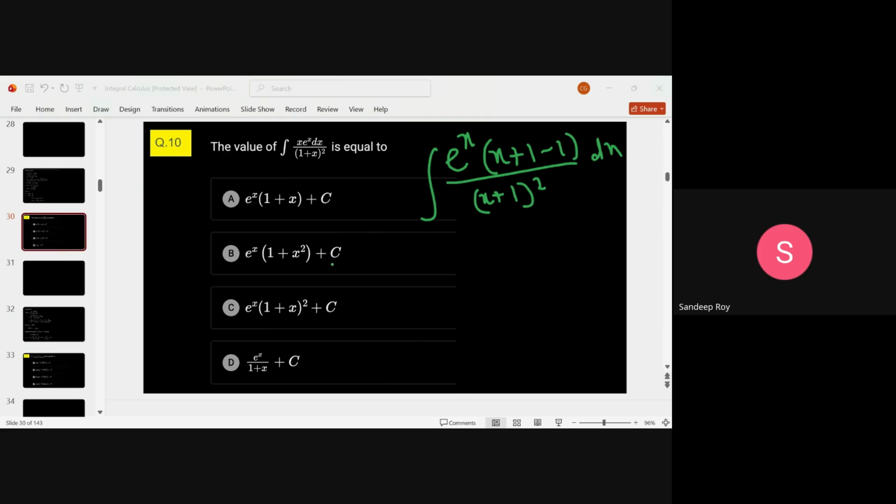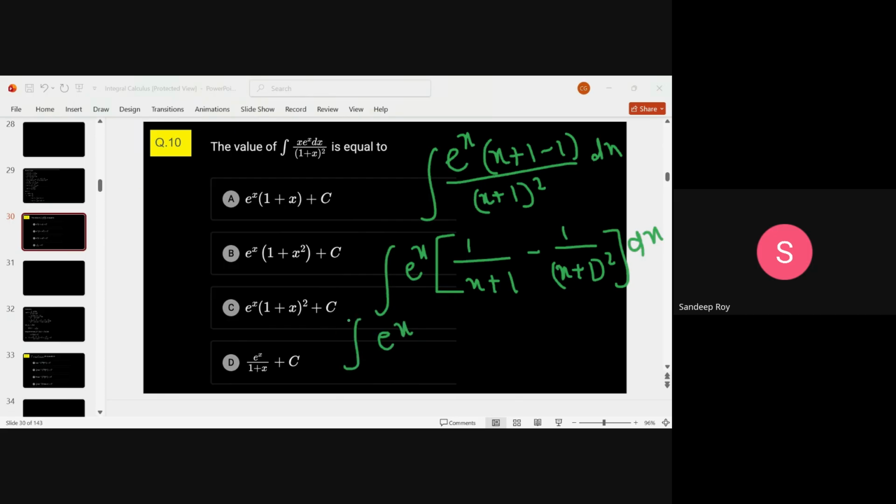Now the integration of e to the power x will be as usual. Now you divide this one. So x plus 1 by x plus 1 whole square will be 1 upon x plus 1, then minus 1 upon x plus 1 whole square. The e to the power x stays outside as a whole times dx, right? Now this is the same as the formula: the integration of e to the power x whole into f of x plus f dash of x, of dx.